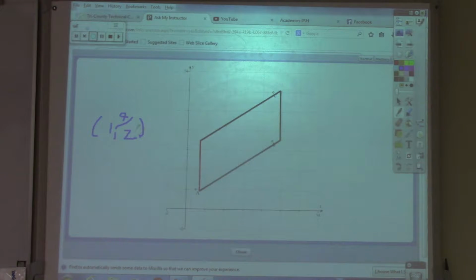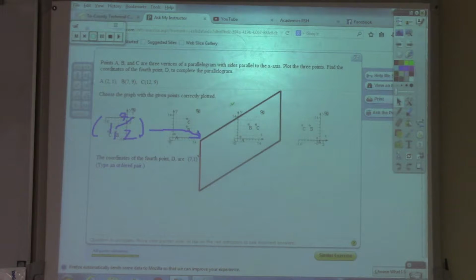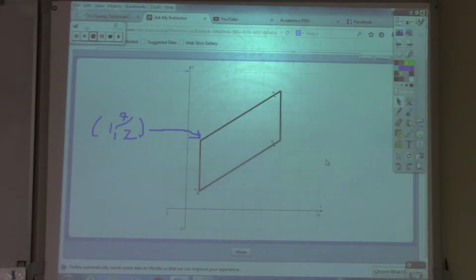Okay, 1 and 3 and a half. That spot right there. Well, something tells me something ain't right. Let's go back and look at the directions. It says A, B, and C are 3 vertices of a triangle with sides parallel to what? The x-axis. Parallel to the x-axis. Let's look at that again. What's wrong with this picture?